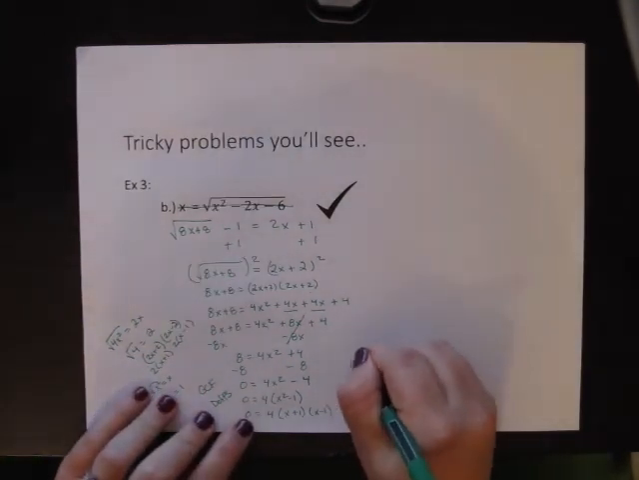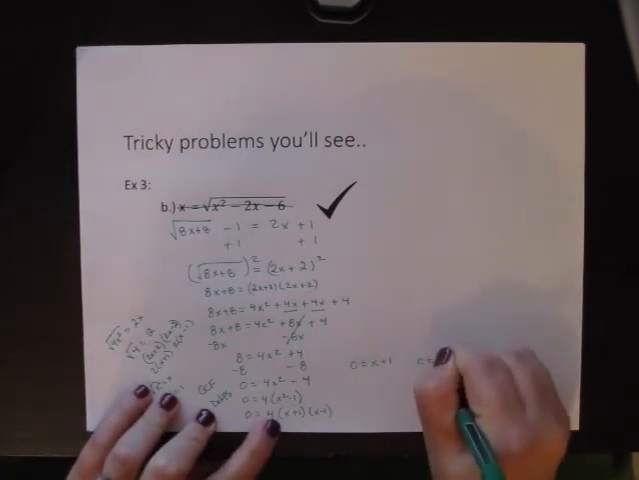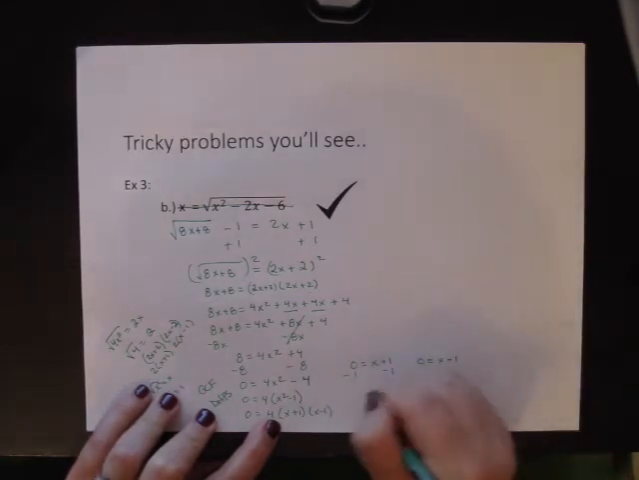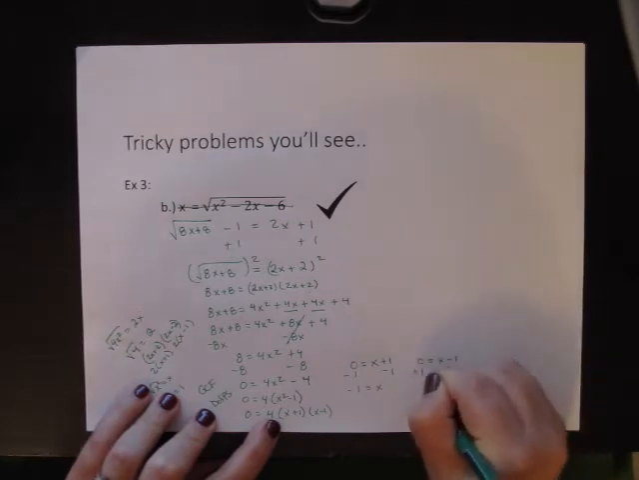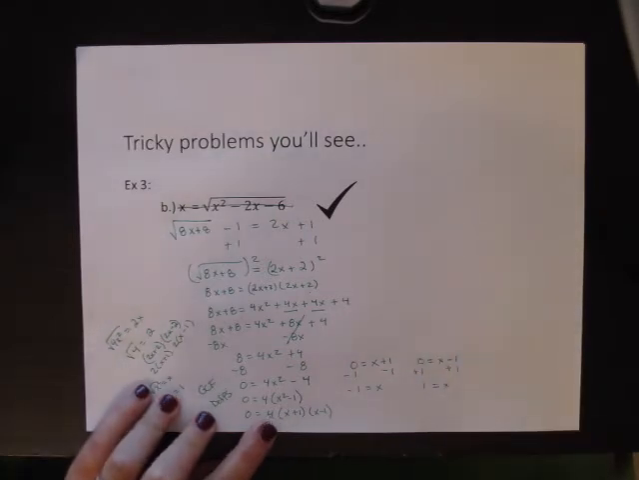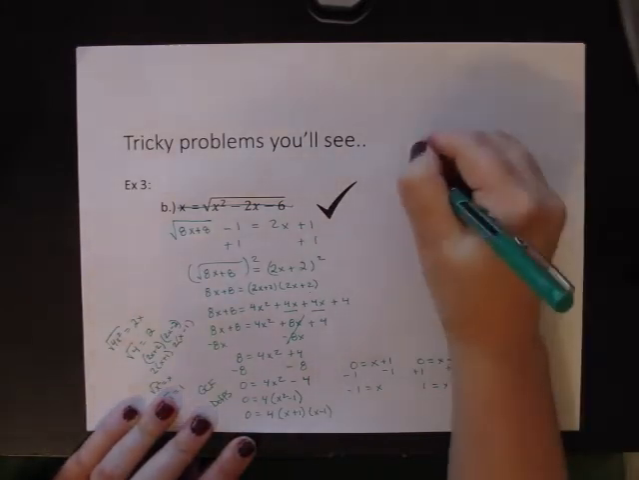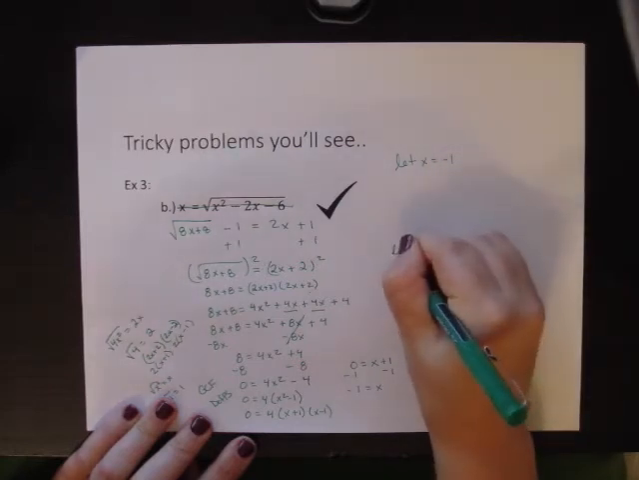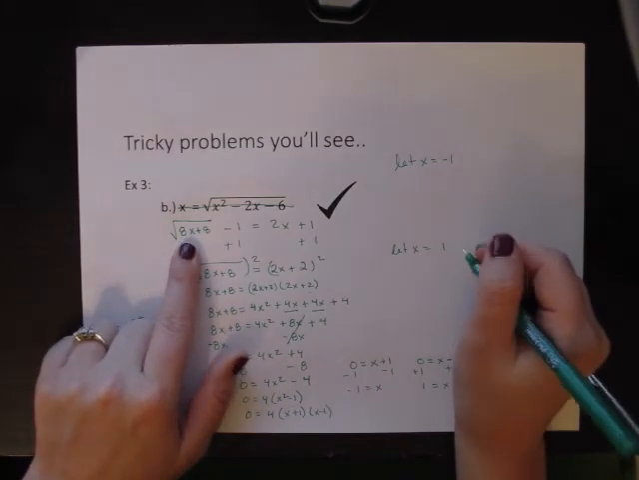We got to go 0 equals x plus 1, 0 equals x minus 1. Alright, so we subtract 1 on both sides, so we got negative 1 equals x. Add 1 on both sides, 1 equals x. And this time we have 2 that we need to check. So we're going to first let x equal negative 1, then we're going to let x equal a positive 1. And we're going to plug it into our original problem.